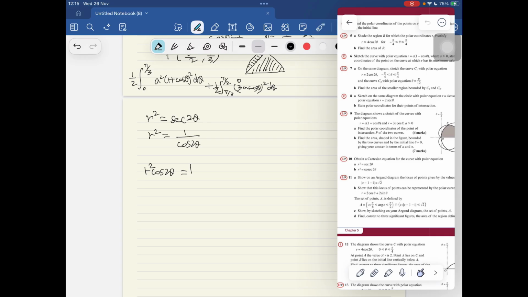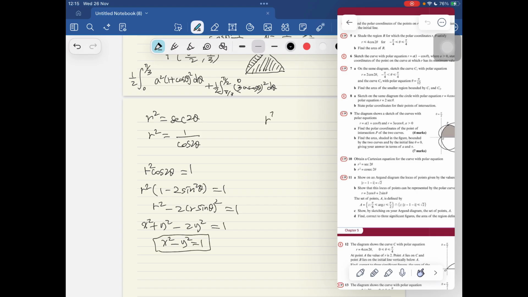Sec 2 theta. Cos 2 theta is 1 minus 2 sine squared theta, so r squared times (1 minus 2 sine squared theta) becomes 1. R squared minus 2 r sine theta squared becomes 1. R squared is x squared plus y squared, minus 2y squared becomes 1. So x squared minus y squared equals 1. This is the answer.